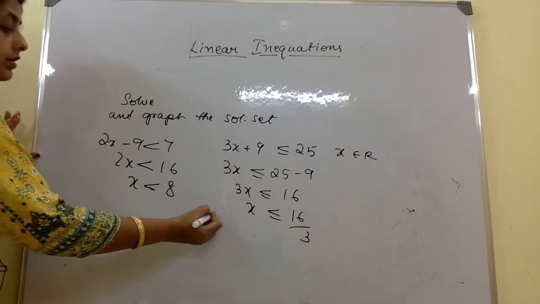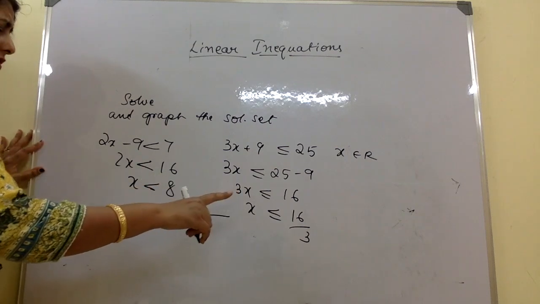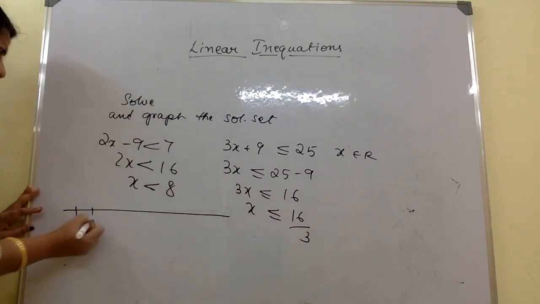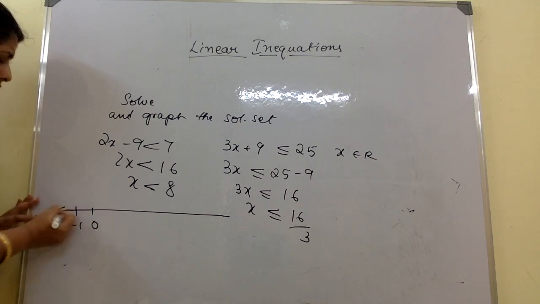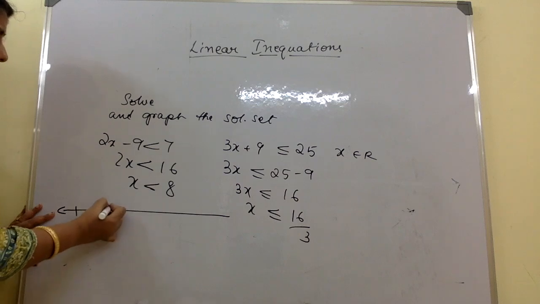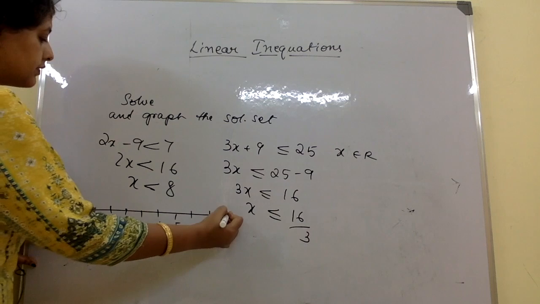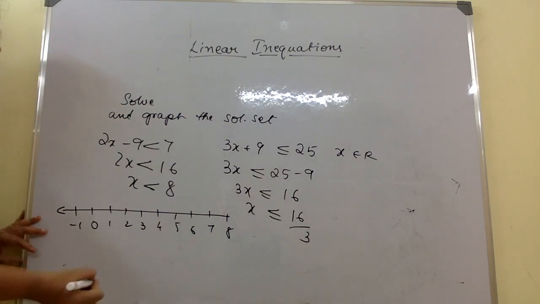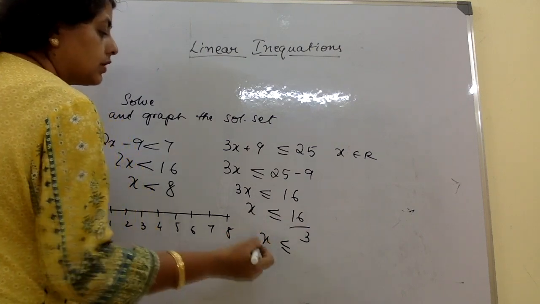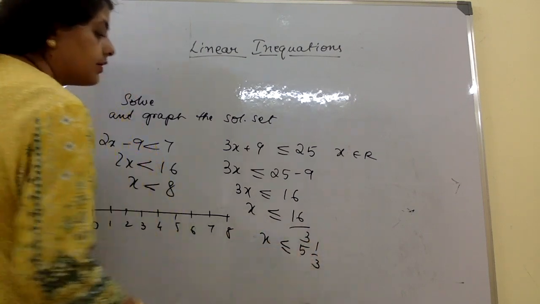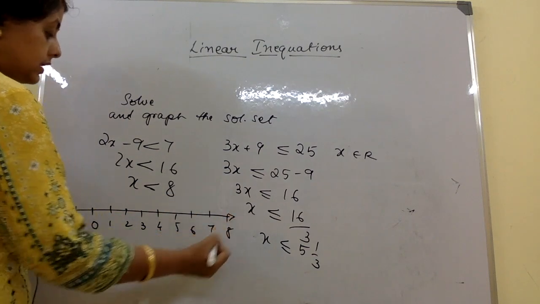Now here I will have to draw the number line, and here I can see all positives only. So I'll make this side a little small, and I'll extend the positive side. 1, 2, 3, 4, 5, 6, 7 and 8. And 16 by 3 means what? 5 1/3, right? This is better to understand. Now here is the arrow.